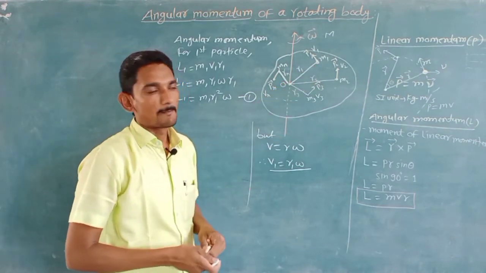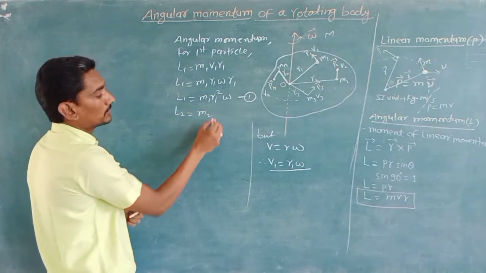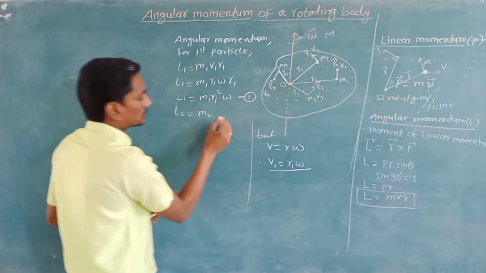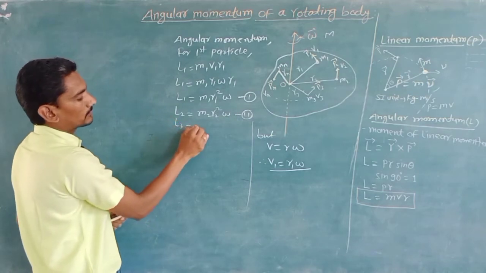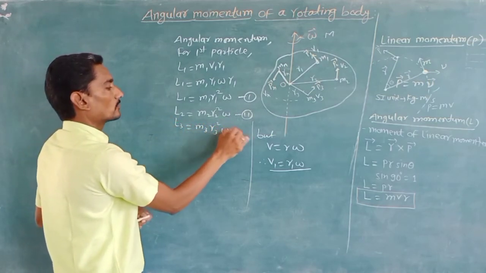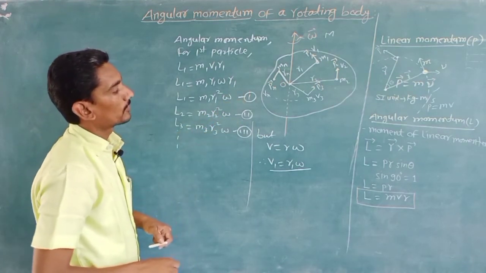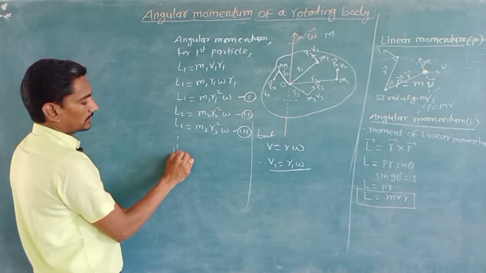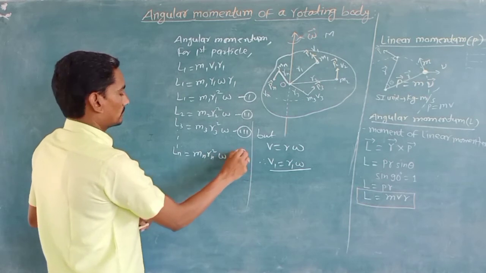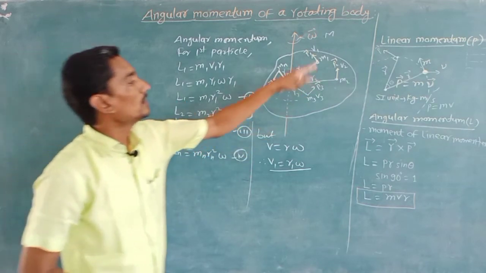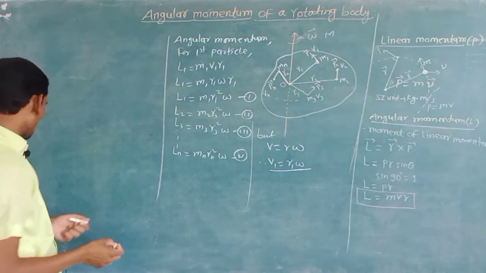Similarly, the angular momentum for the second particle is L2 equals m2, the mass of the second particle, r2 square, its perpendicular distance from the axis of rotation squared, into omega. Then for the third particle L3 equals m3 r3 square omega. Similarly we can determine the angular momentum for the nth particle: Ln equals mn rn square omega. So this is the angular momentum for all the particles within the body.